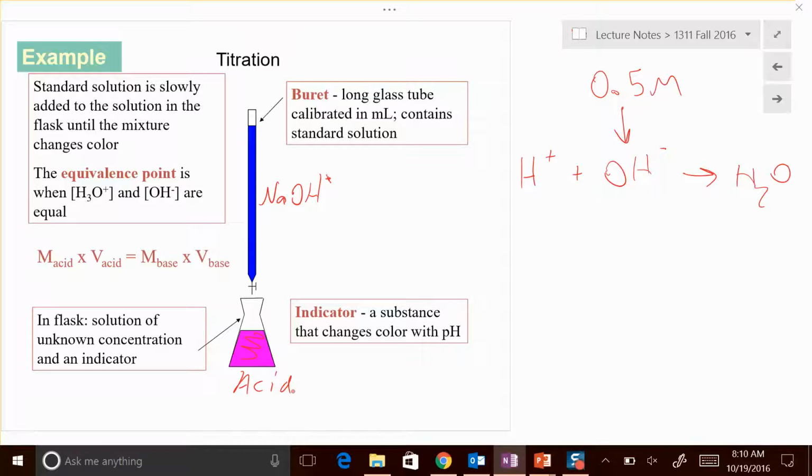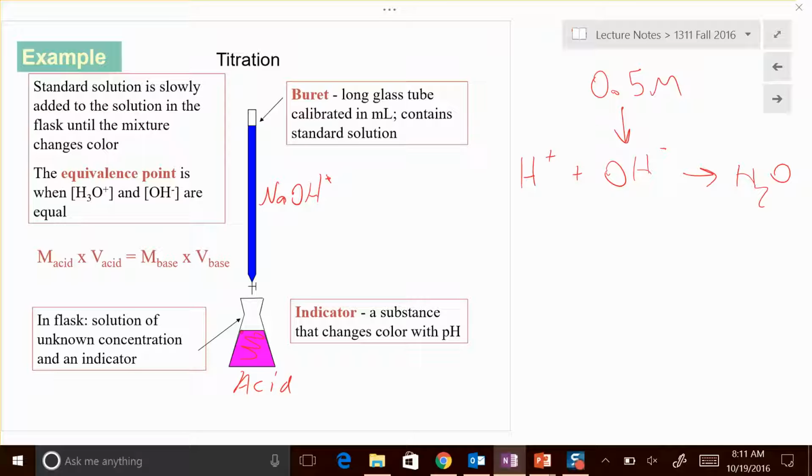So for every time I add some of this base to this acid, the acid will neutralize the base. And the pH is going to begin to change. So this will eventually completely change until the indicator that's inside of the flask turns pink, because the indicator is pink at a neutral or basic pH. So it was acidic, it's clear, and then when you reach that basic pH, it goes pink.